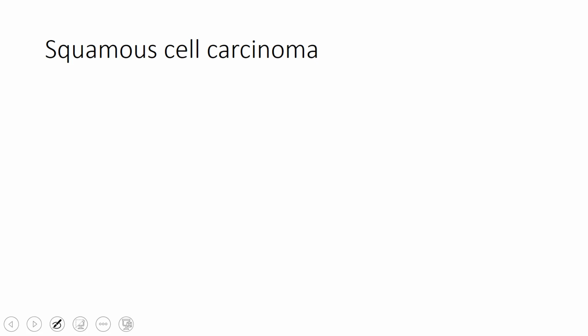Risk factors: apparently 2/3 of the time, the person who gets squamous cell carcinoma is going to have a history of an HPV infection. Okay, that's a lot. That's a big deal.